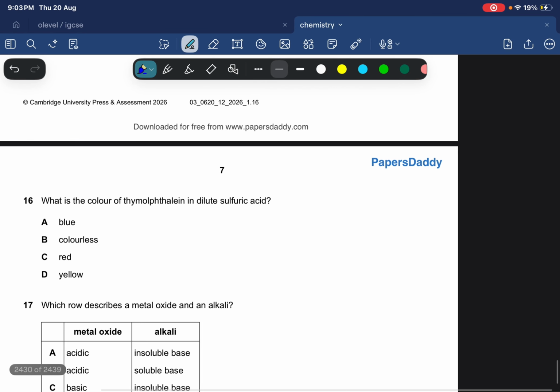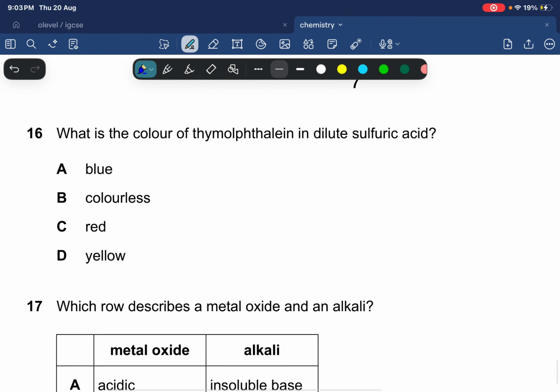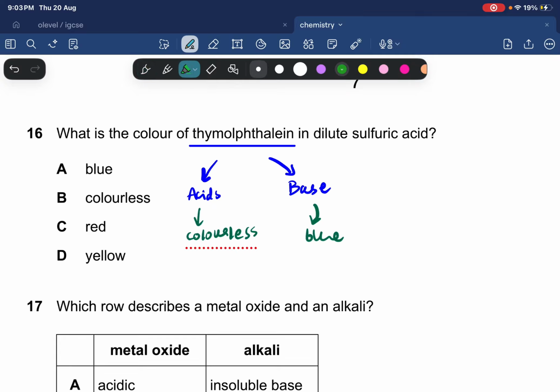Okay. What is the color of thymolphthalein in dilute sulfuric acid? So basically this is an indicator. You should learn its colors. So number 1 is in acids and number 2 is in a base. In acids, it's colorless, and in bases, it's blue. So we are dealing with sulfuric acid. So with sulfuric acid, it's gonna be colorless.